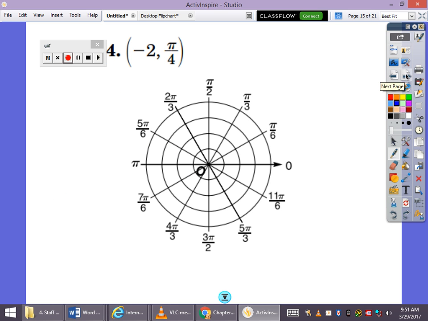I want you to do number 4 on your own, please. Okay, so pi over 4 is 180 divided by 4, so it's a 45. Okay, so 45 is right here. Am I going to walk towards the 45 or away from the 45? Away, so you should have plotted right there. Good? All right, go ahead and do 5 and 6 on your own.